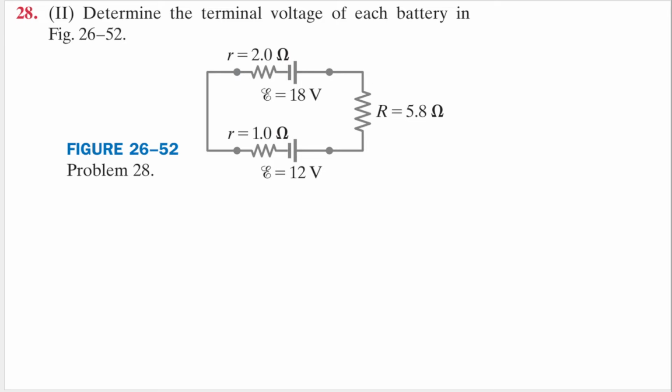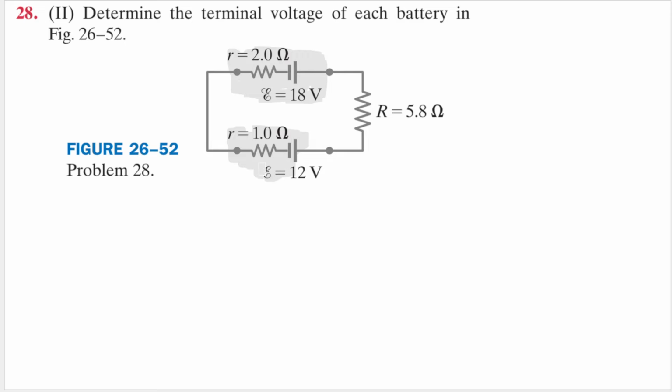This one here is a single battery with an internal resistance of 2 ohm. So this is a single battery. And then the other one is also a single battery here. So I will have a battery with the voltage of 12 volt with an internal resistance of 1 ohm. Okay, so this is also a single battery.